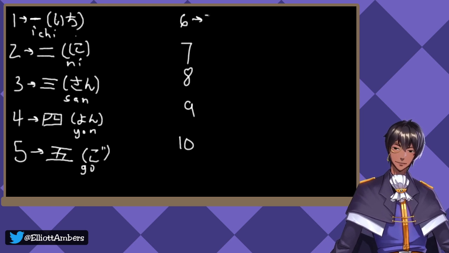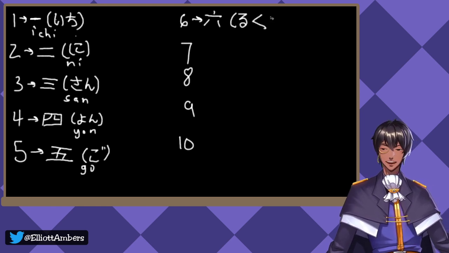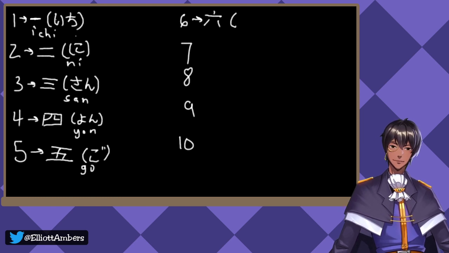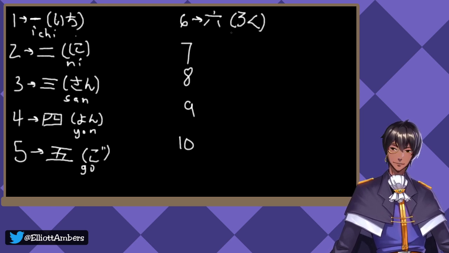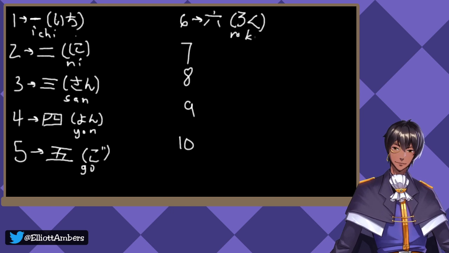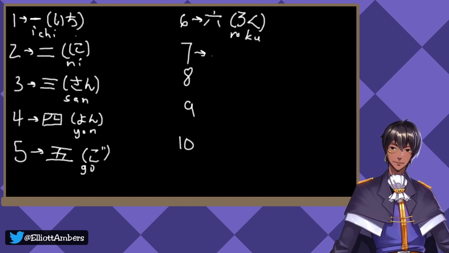6 is Roku. Wrong character. There's a lot of similarities in the characters too. I accidentally wrote Ruku, but this is Roku. 7 is Nana.